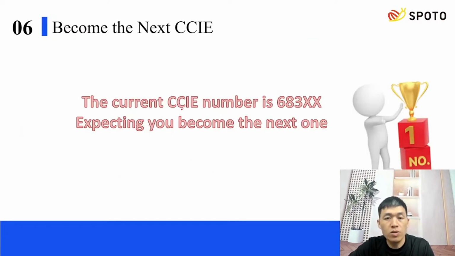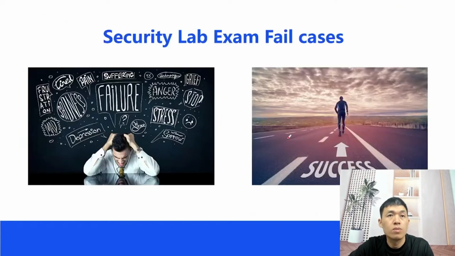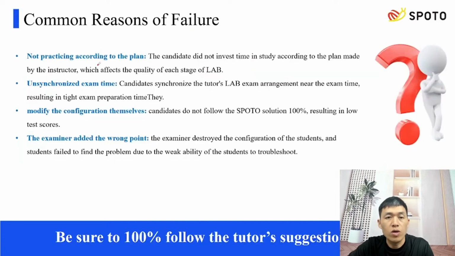And the current CCIE number is 68,300XX, and we expect you to become the next one. Also, we will show you some security lab exam fail cases. With knowing this, you can avoid the failure reasons. Alright.